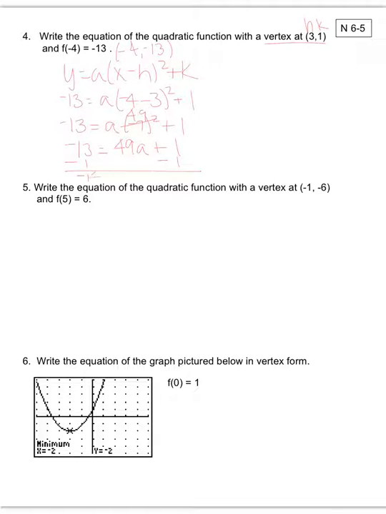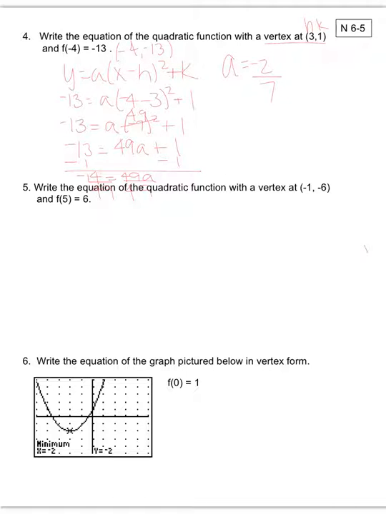So negative 14 equals 49a, and then divide by 49. So your a would equal, reducing the fraction, negative 2 over 7 for your a.